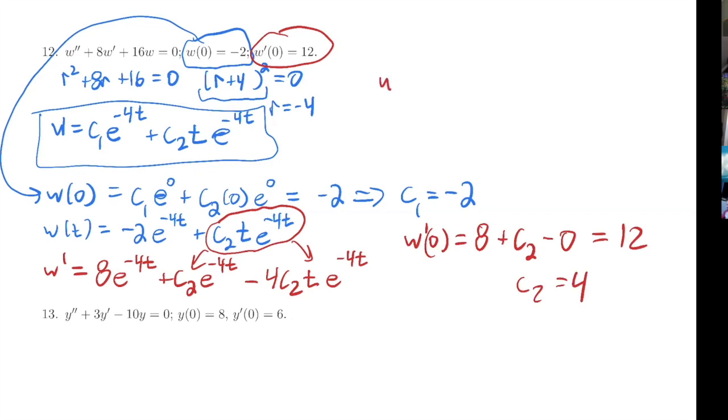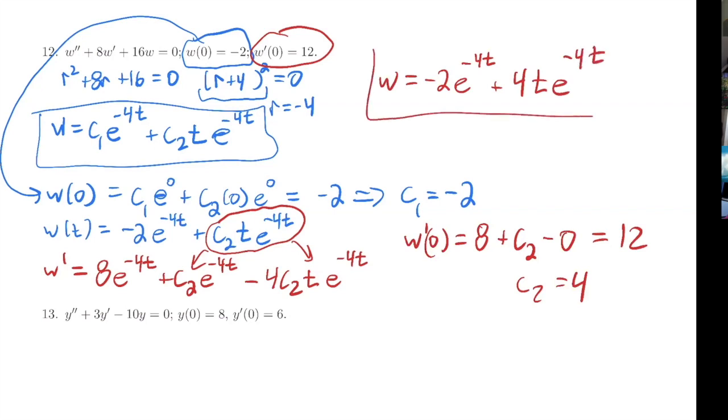So the solution to the initial value problem here would be, we found that C1 was minus 2, and we found that C2 was 4. So we would plug those values back into the general solution and get our initial value solution. Any questions?